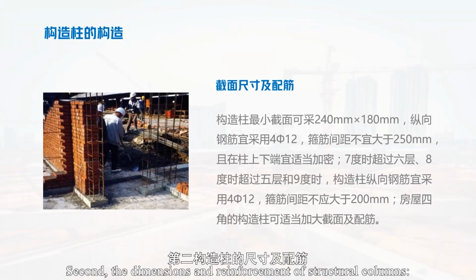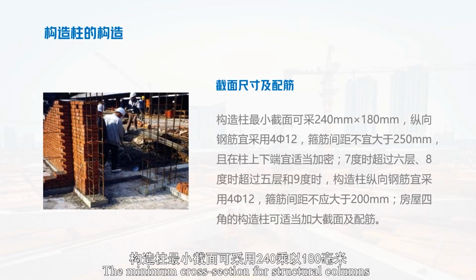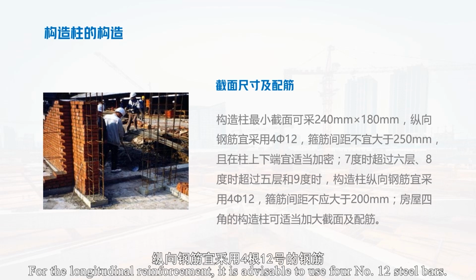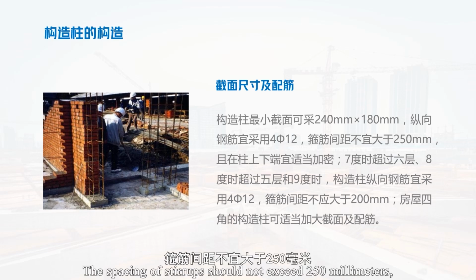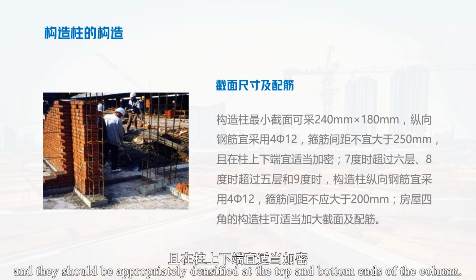Second, the dimensions and reinforcement of structural columns. The minimum cross-section for structural columns can be 240 mm by 180 mm. For the longitudinal reinforcement, it is advisable to use 12 steel bars. The spacing of stirrups should not exceed 250 mm, and they should be appropriately densified at the top and bottom ends of the column.